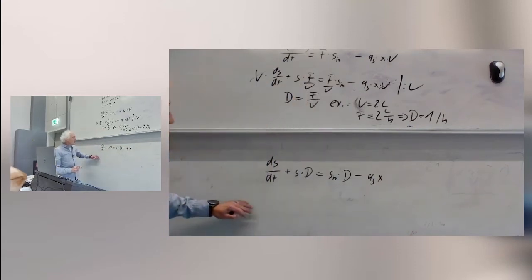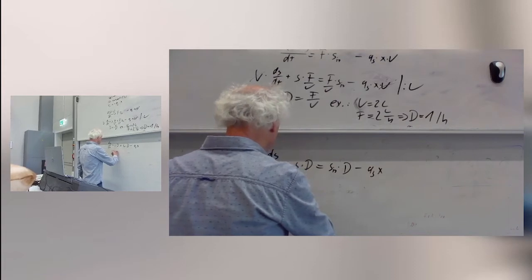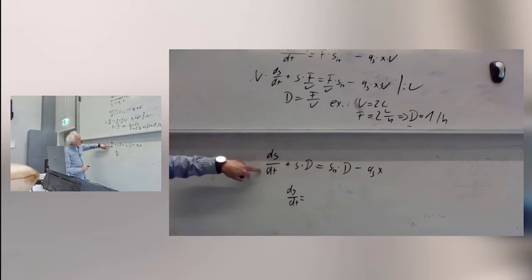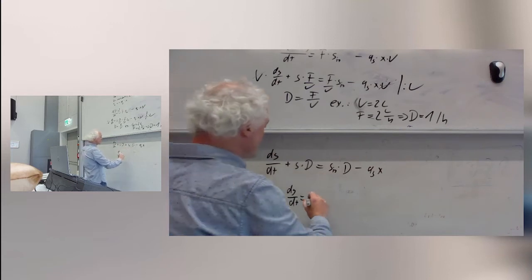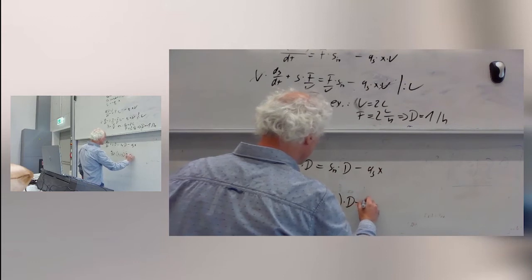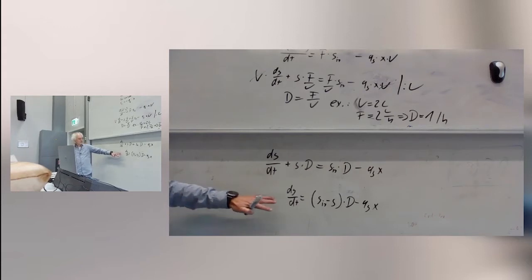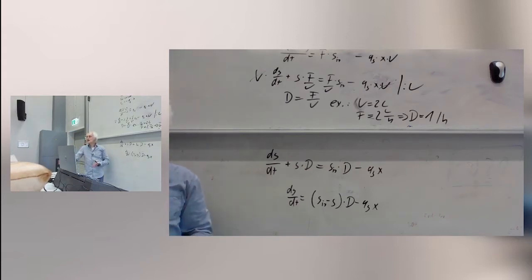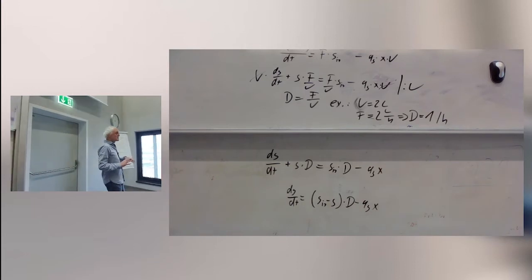Yeah? So now I can, of course, just rearrange that, and I can say dS/dt, the change of the substrate concentration over time, is equal to, I just put that D out now, I can say it's (S_in minus S) times D minus q_S X. So this equation gives the change of the substrate concentration in the fed batch bioreactor. I didn't integrate here. Yeah? So this is just an equation, no assumptions, so that's always correct.